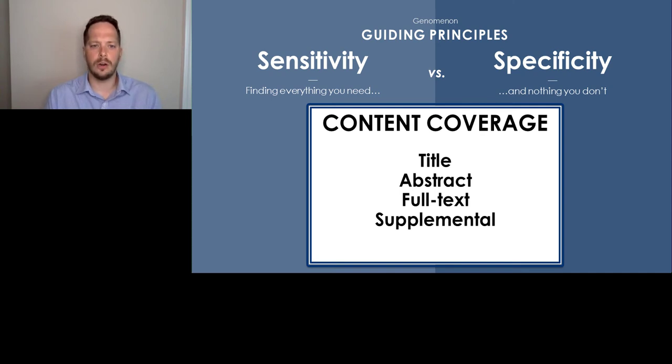So the first here is striking a balance between sensitivity and specificity when you're using computational approaches to data-based automation and data annotation. So sensitivity, I like to say, is finding everything you need, and specificity means nothing you don't. So being sure that you're not missing anything, but you're also not including too many things that are irrelevant. And the first example that I'm including here is the substrate of your indexing. So what data are you looking through to begin with?